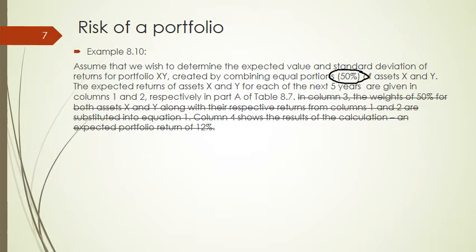Then following on to the second part, I've just explained this above. The expected returns of assets X and Y for each of the next five periods are given in columns 1 and 2 respectively in part A of table 8.7. So this is a reference to your textbook, and you can see that there. I have pasted that on this next slide, so I will now give you some pointers on that, and I will also do a couple of steps of this example so that you have a better understanding of what is happening.